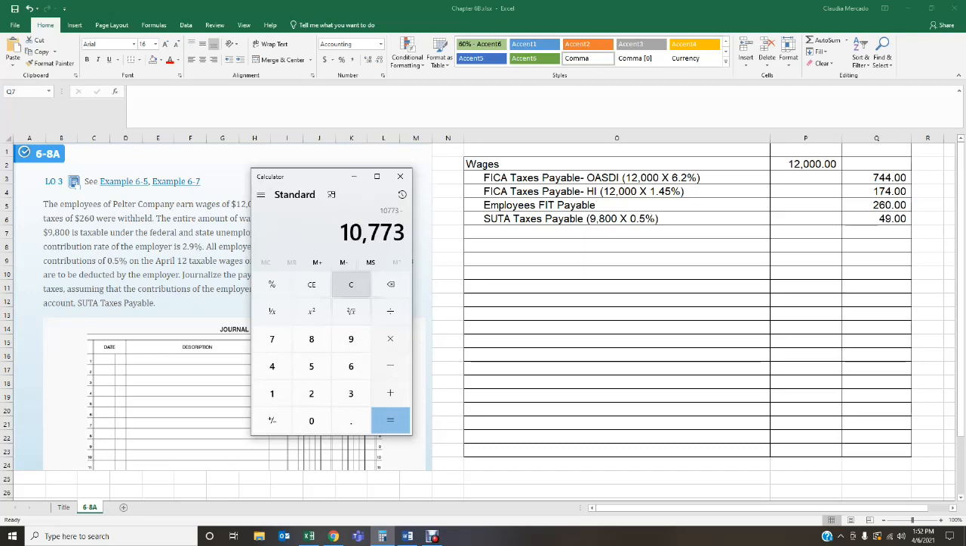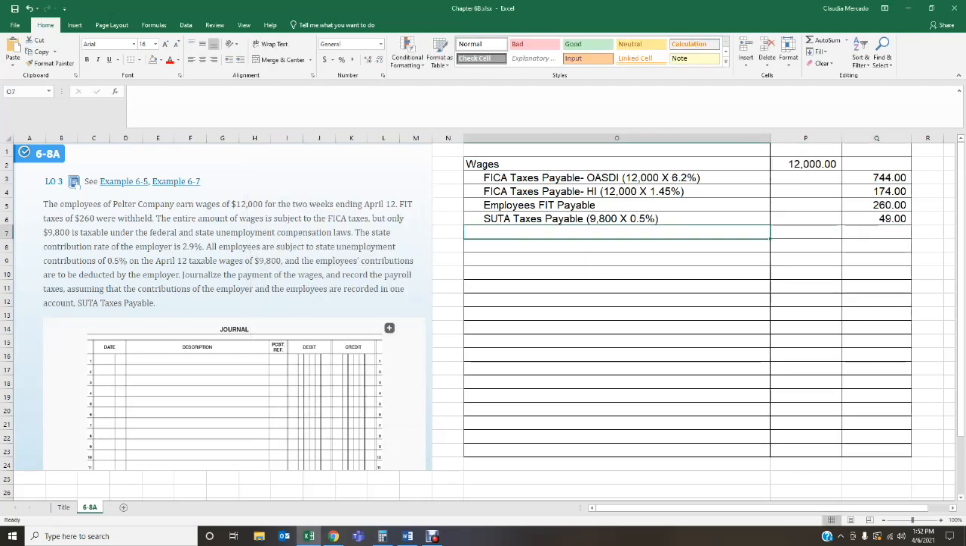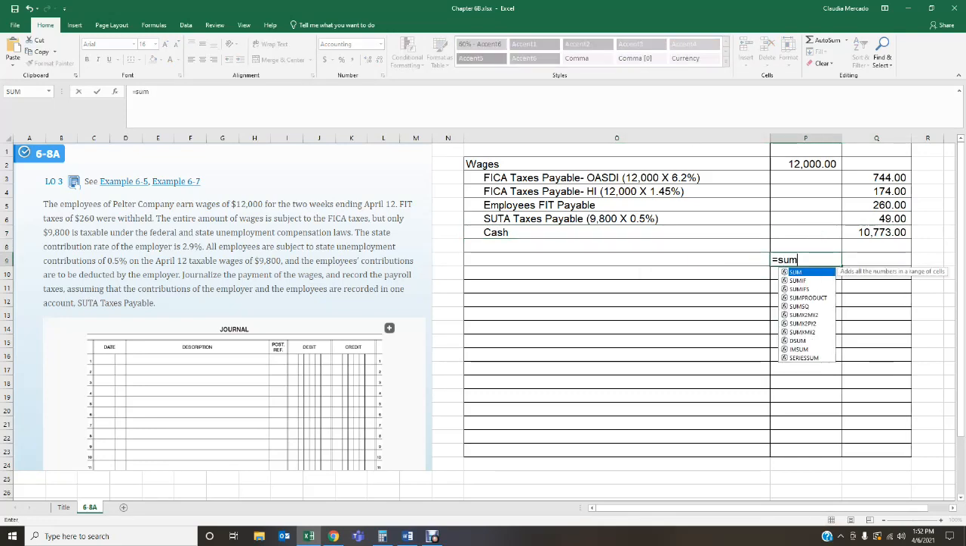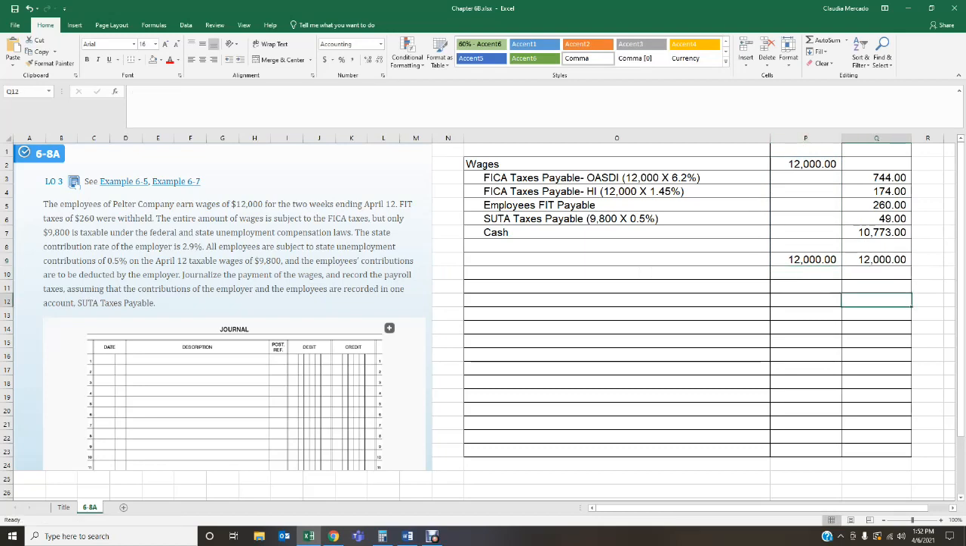So that means that I'm going to pay my employees cash of $10,773. Okay, that is the cash that's going to be dispersed to my employees. When I'm doing these entries, I have the habit of making sure that my debits equal my credits, which they do. That way, I know that I'm in balance. That's just me making sure that I entered all of my numbers correctly. So this is the entry to record the payment of the wages.